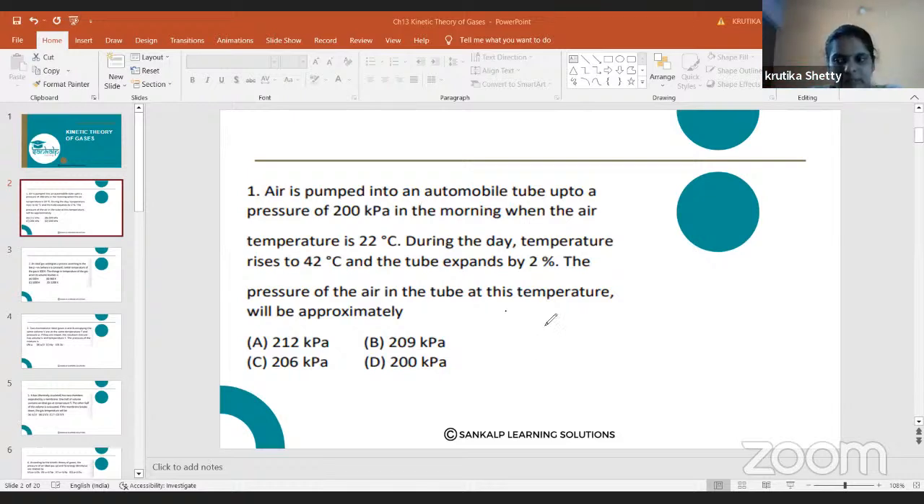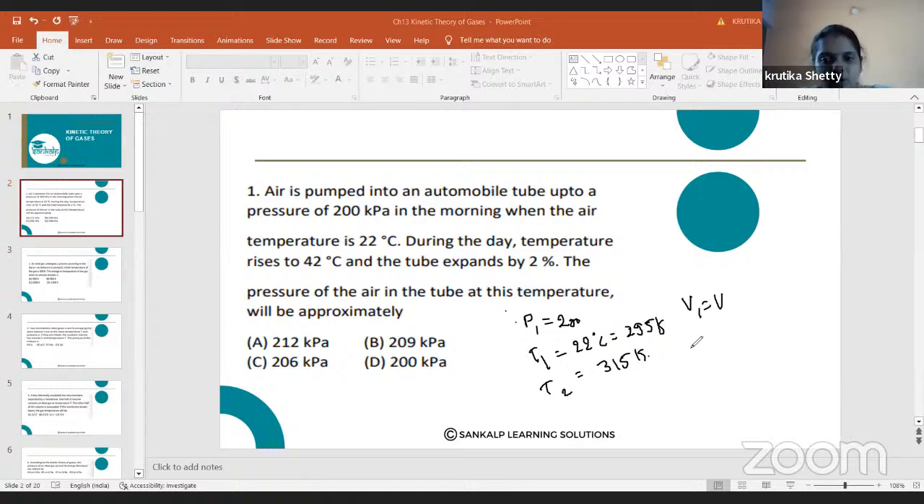So here you can take down the pressure P1 as 200 kilopascal. Then the temperature, I'll take it as T1, which is 22 degrees Celsius. I'll consider it in terms of Kelvin, and it becomes 295 Kelvin. Then T2 is equal to 42 plus 273, it is 315 Kelvin. V1, the initial volume at 22 degrees Celsius, I'll take as V. When the temperature increases to 42 degrees Celsius, it is expanding by 2%.